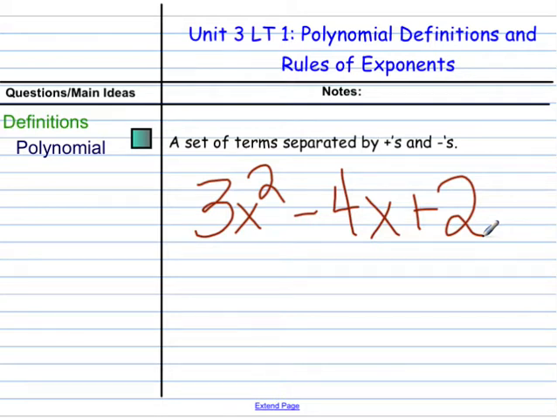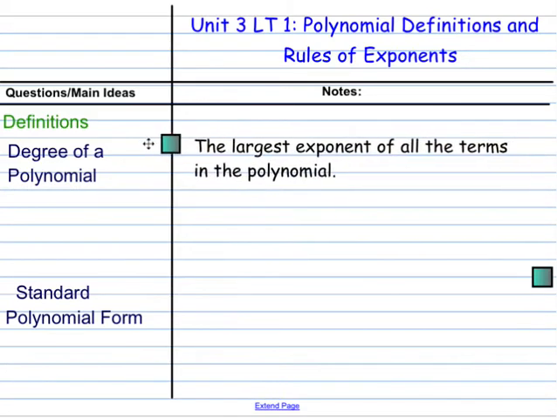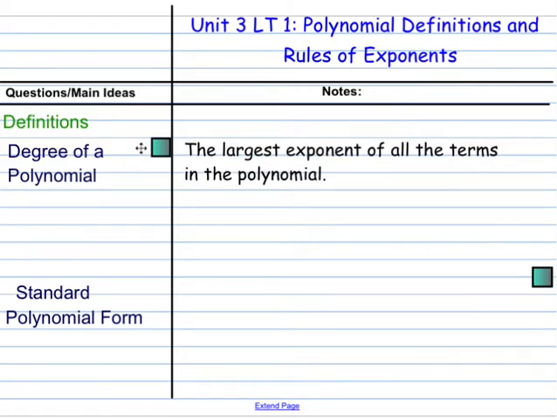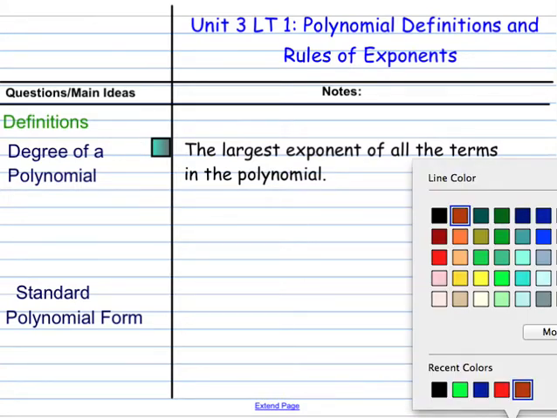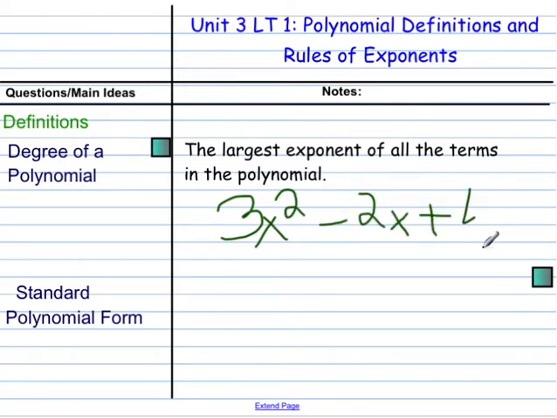Okay, next. Let's take a look at the degree of the polynomial. The degree of the polynomial is the largest exponent of all the terms in the polynomial. So first let's write out a polynomial before we really talk about what that means. Let's just take this polynomial right here. We have 3x squared minus 2x plus 4. Now if you remember when we talked about the degree of a term, we were talking about the exponent. Right?